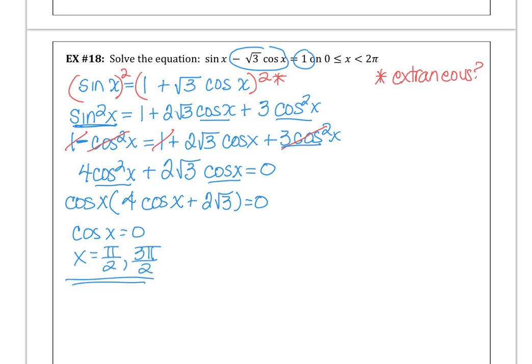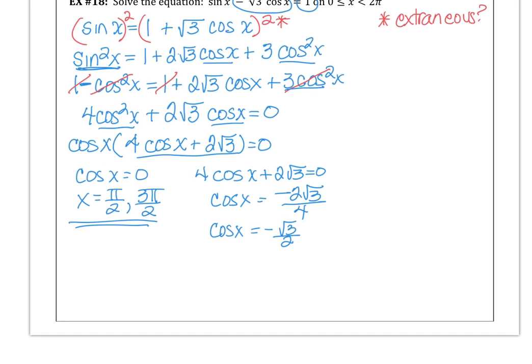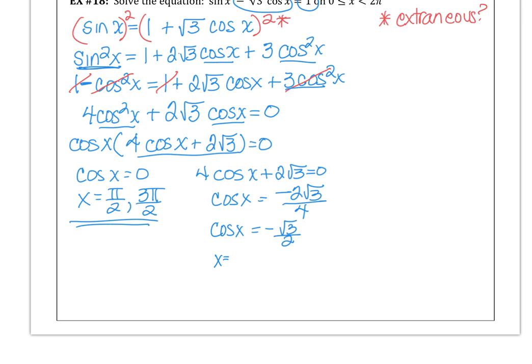So we're going to check those. And then this second factor, 4 cosine x plus 2 radical 3 is 0. We're going to subtract 2 radical 3 and divide by 4. So where is cosine negative square root of 3 over 2? That happens at, let's see, not at pi over 6. We got 5 pi over 6, that's in quadrant 2. And at 7 pi over 6. So we're going to check these.